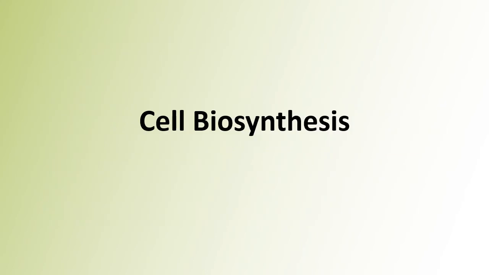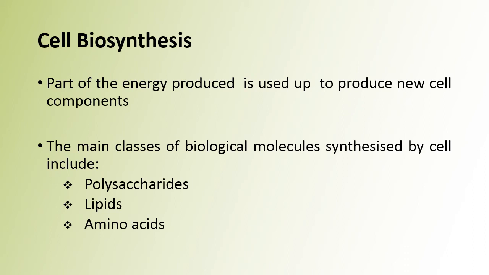The amino acids are then converted into intermediates that can be used in other metabolic pathways to produce energy. Let's briefly go through cell biosynthesis. Part of the energy produced via catabolism of carbohydrates, lipids or proteins is used to produce new cell components. The main classes of biological molecules synthesized by cells include polysaccharides, lipids and amino acids.